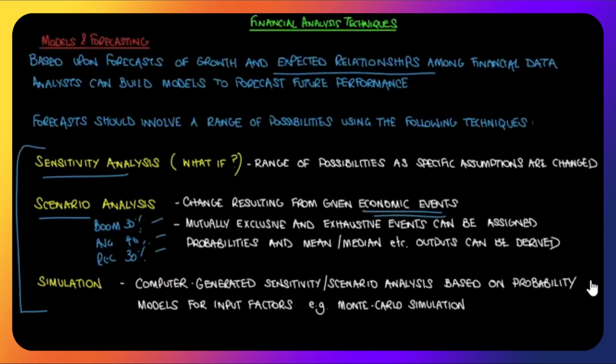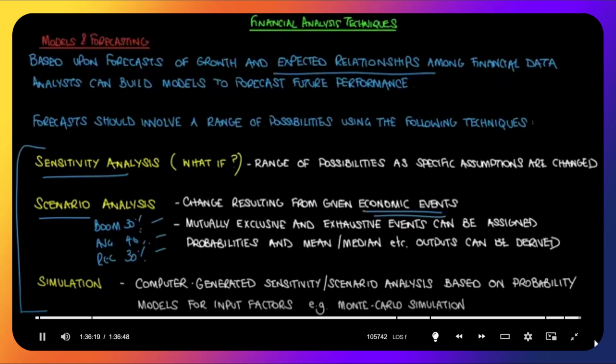And a simulation, computer-generated sensitivity or scenario analysis based on probability models for input factors. For example, as you've seen elsewhere in the curriculum, a Monte Carlo simulation. You can run thousands and thousands of iterations of what you think might happen. The software will keep picking out, based on probability models for the inputs, those variables, combining them together to get your forecast. Literally here, we just need to know those definitions. And that's it. Long reading, we had to introduce all of the ratios and how they're calculated. As I keep saying, focus on the analysis.